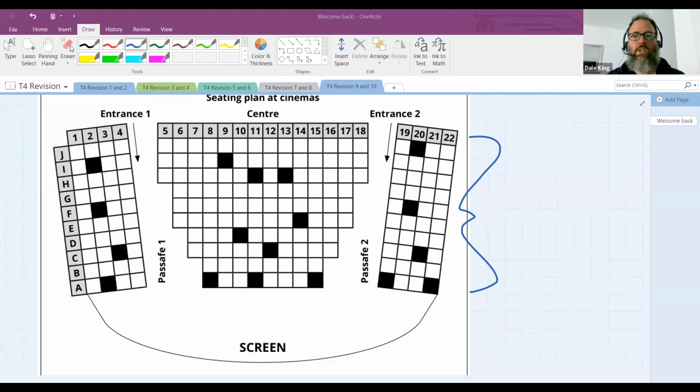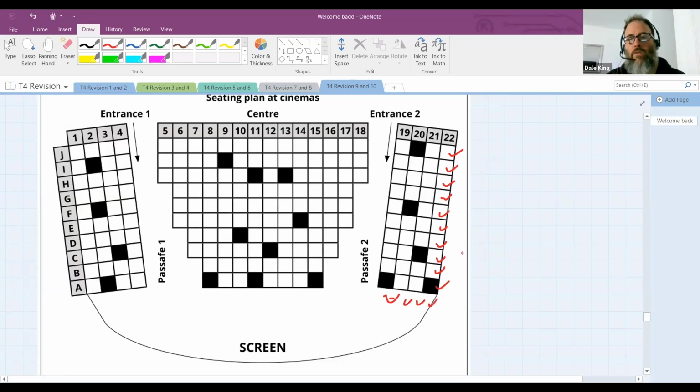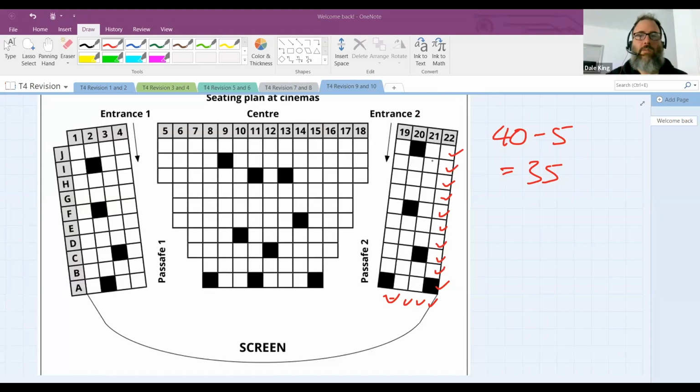Easy way to do it. It's a rectangular block. So all we need to do is count the number in the length and count the number in the width and multiply them, right? So we've got 1, 2, 3, 4, 5, 6, 7, 8, 9, 10. We've got 4 going this way. 1, 2, 3, 4. So 10 times 4 is 40. The ones that are taken is 5. So it's 35. Very good. Nice and easy. Just remember to show all your calculations when you do this one.